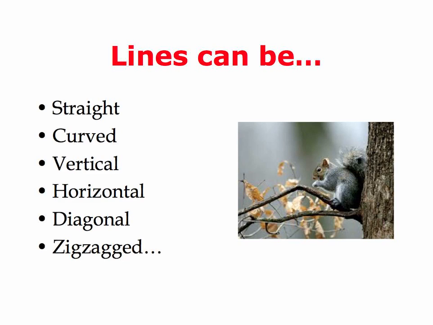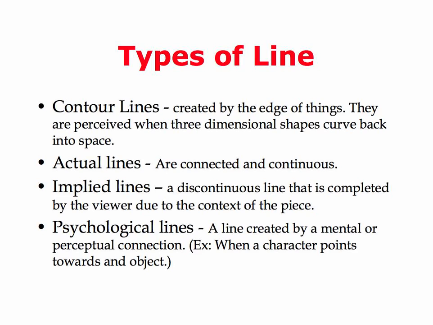As we just saw, lines can be straight, curved, vertical, horizontal, diagonal, or even zigzag. For example, in this photograph of a squirrel on a tree branch, the 2 branches are both a little zigzagged and mostly horizontal, so lines can fall into several of these categories at the same time. There are 4 main types of lines.